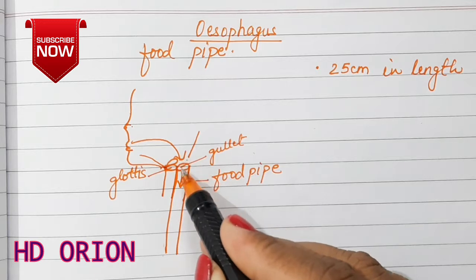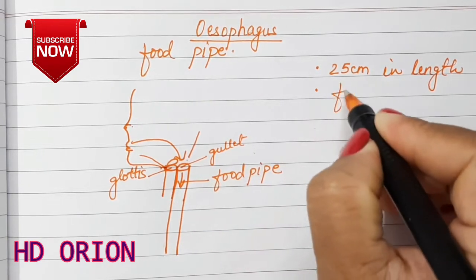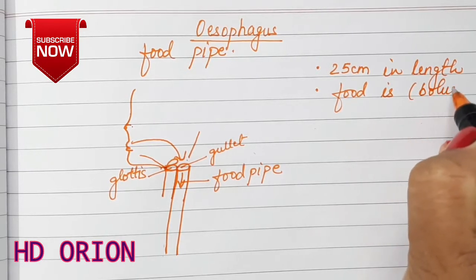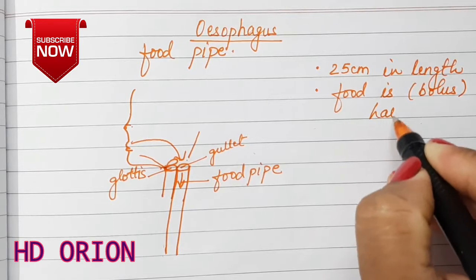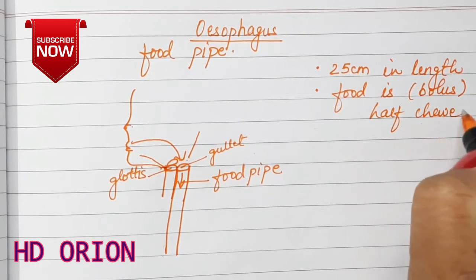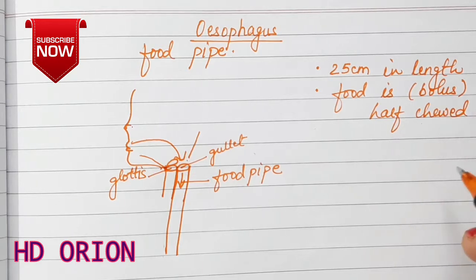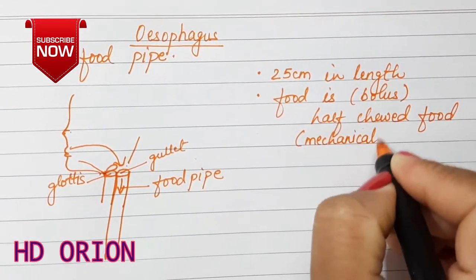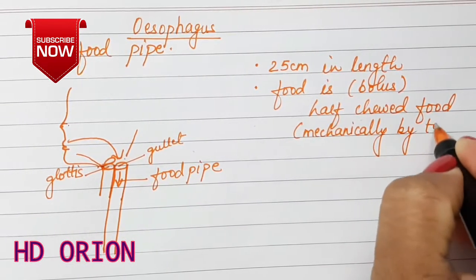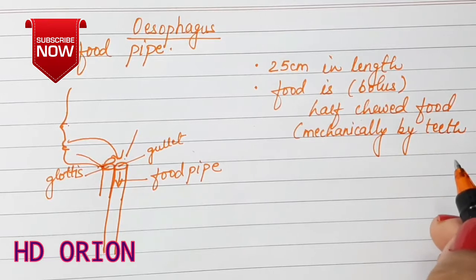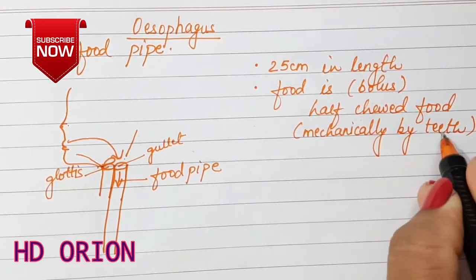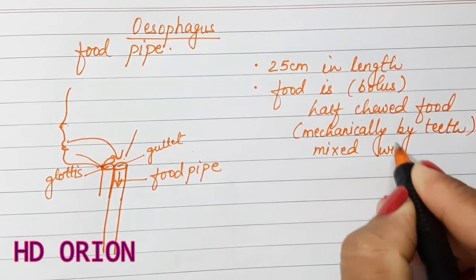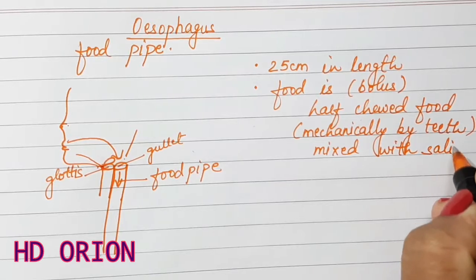When the food comes inside, the food is in the form of bolus. What is bolus? This is half chewed food, and this has been done mechanically with the help of teeth. So the food has been chewed mechanically by teeth and has been broken into pieces, and it has also been mixed with saliva. Now this form of food is known as bolus.